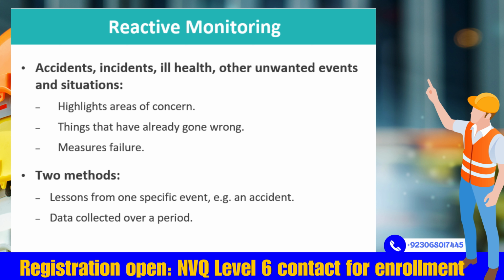Ill health cases. Tracking cases of work-related ill health helps identify harmful working conditions or exposure to substances that could lead to health issues. For example, cases of respiratory illness might indicate poor ventilation or insufficient protective equipment. Dangerous occurrences and near misses. These events are critical to track, even if they didn't result in injury. Near misses often highlight flaws in safety systems, providing an opportunity to correct issues before they lead to accidents.